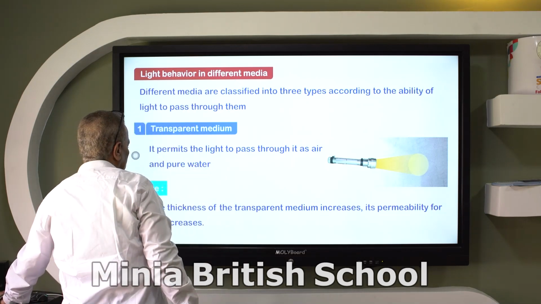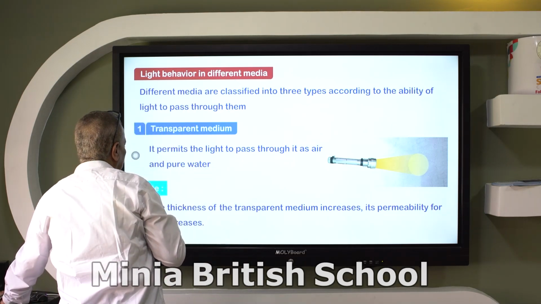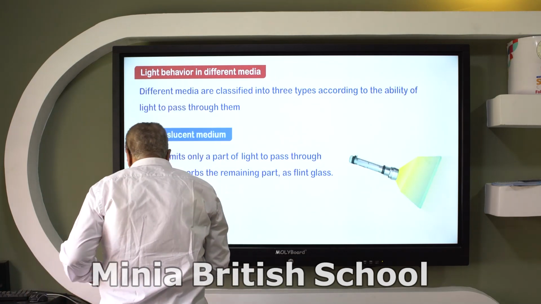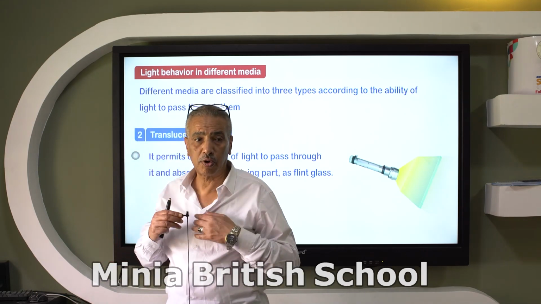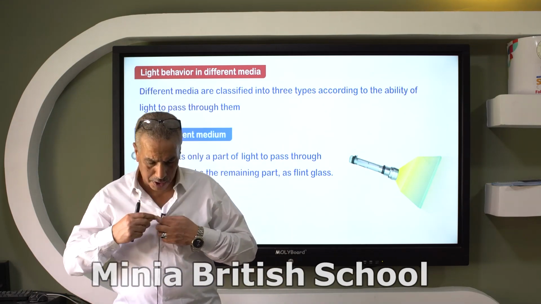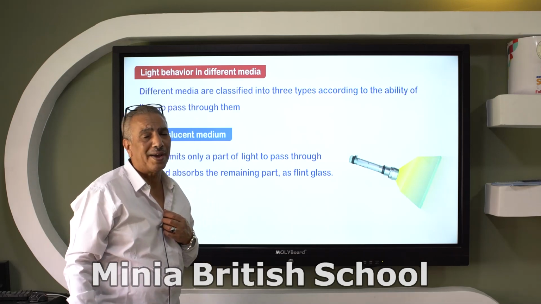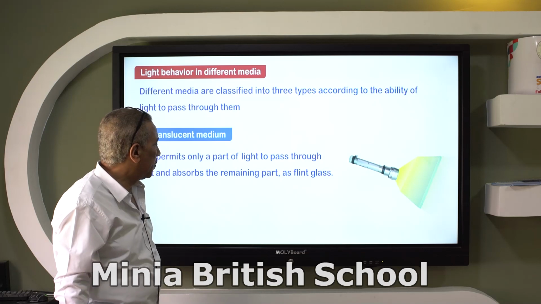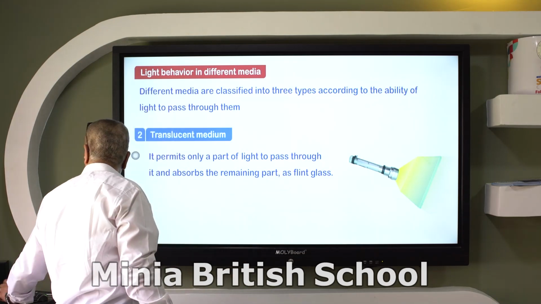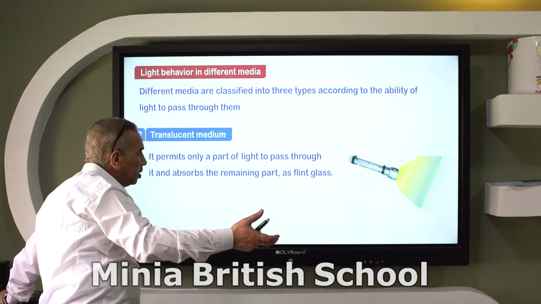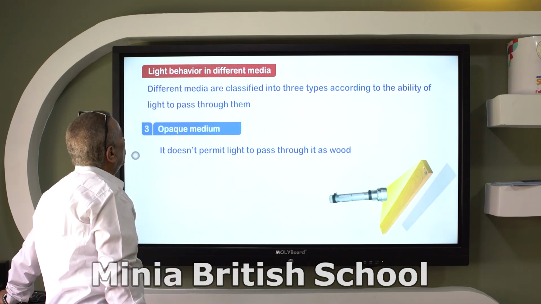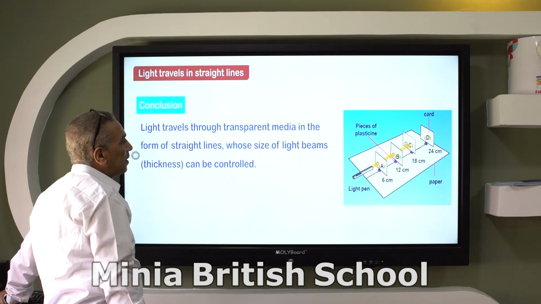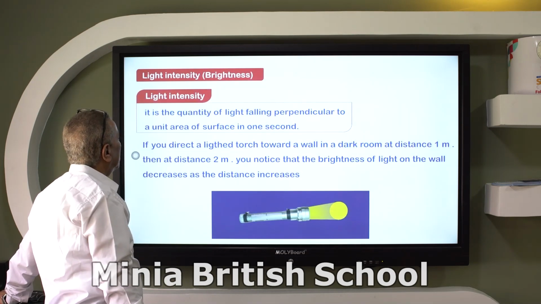Just the word most. The second one is the translucent or semi-transparent medium that allows some of the light to pass through it, such as the flint glass. It absorbs part, and the remaining part passes. The third one is the opaque medium, which doesn't allow the light to pass through it completely.